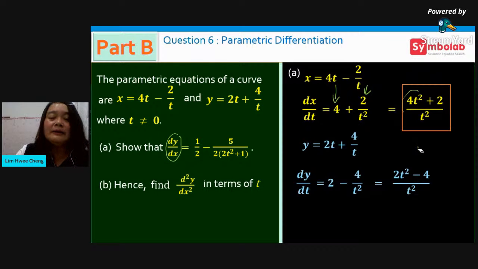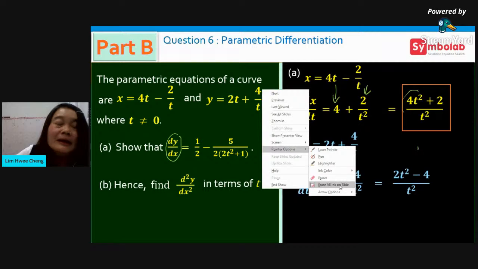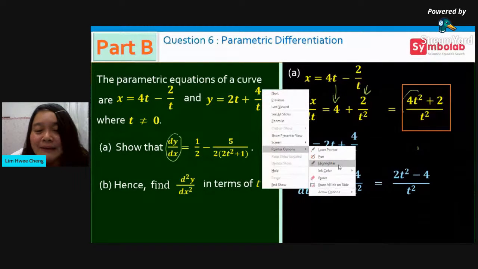Okay, so next step is that after you find your dx dt and you find your dy dt, what is the next step that you have to do?